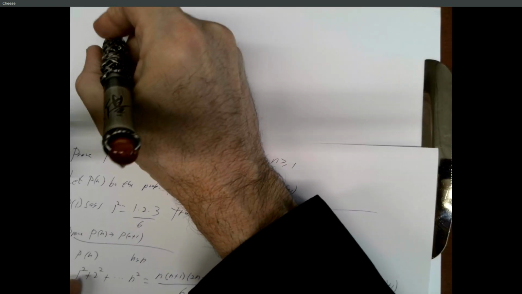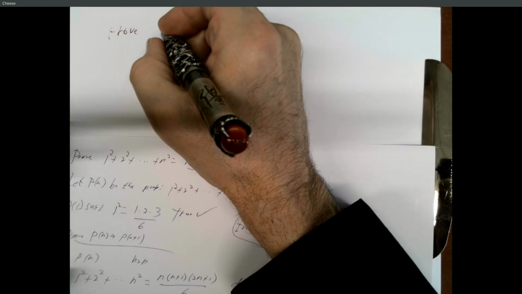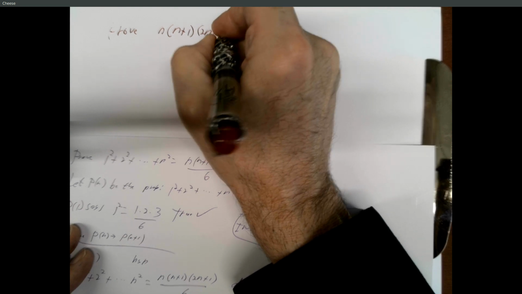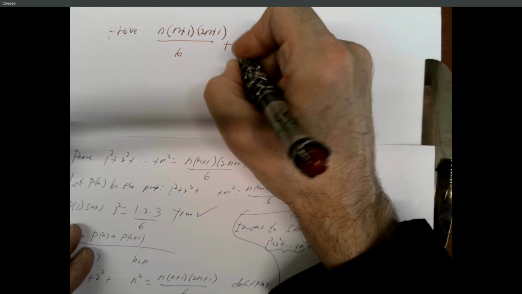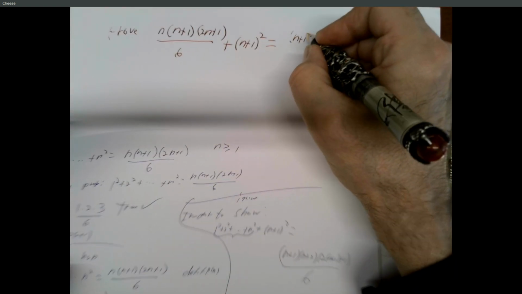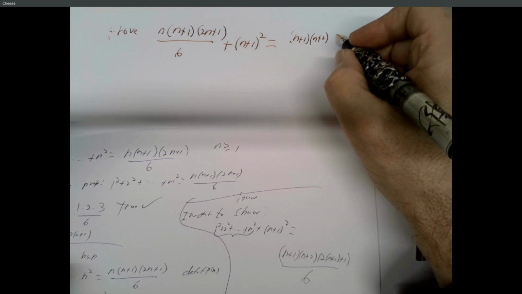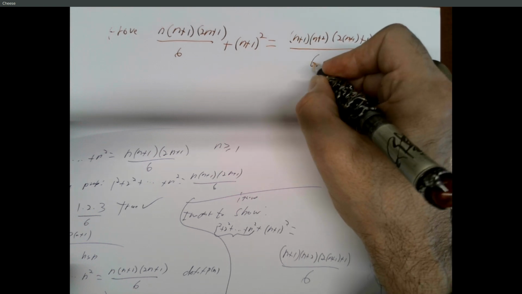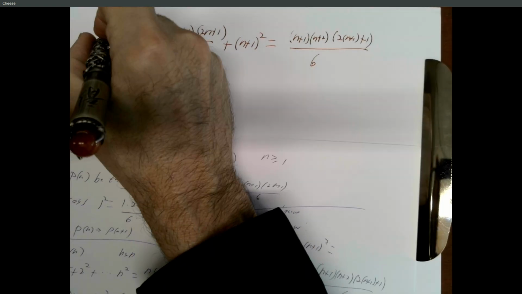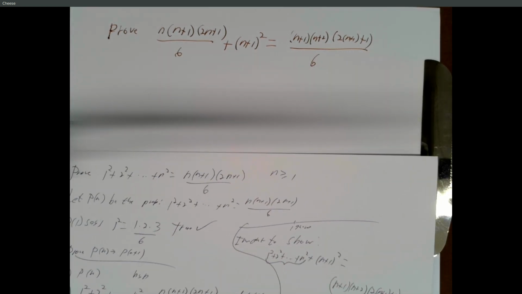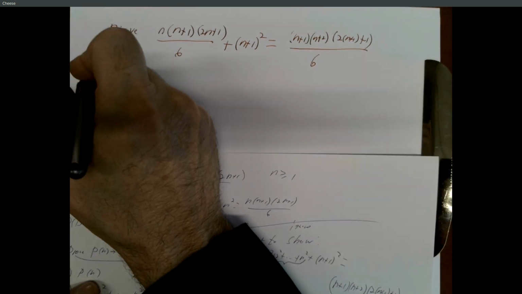So I want to prove that this equals n plus 1, n plus 2, 2 times n plus 1 divided by 6. This is a sub-problem. If I can prove this, then I can prove that Pn implies Pn plus 1. Okay, here's what you might do that will get you into trouble. So here's a comment.